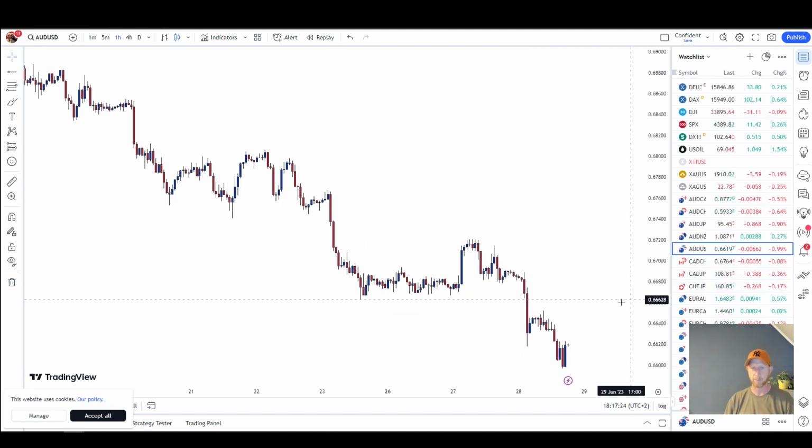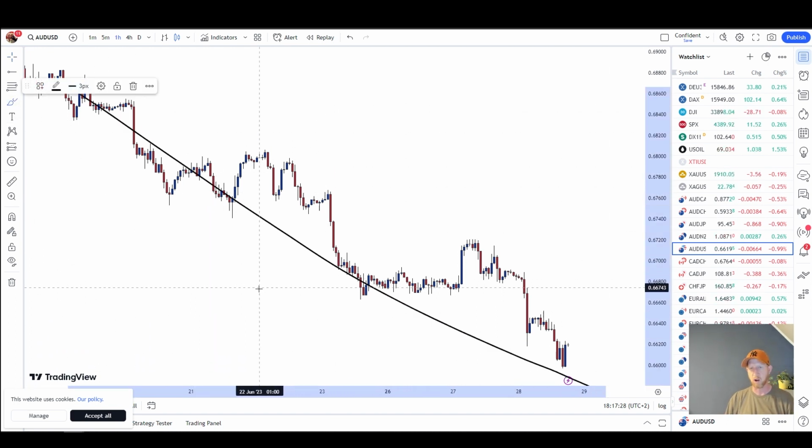Let's take a look at Aussie dollar. All right, Aussie dollar. This thing's just continuing in its downtrend really pretty strongly.